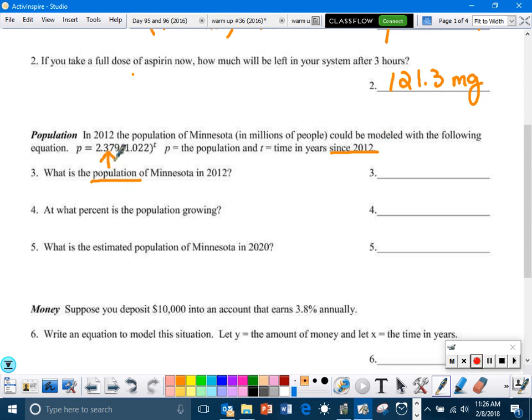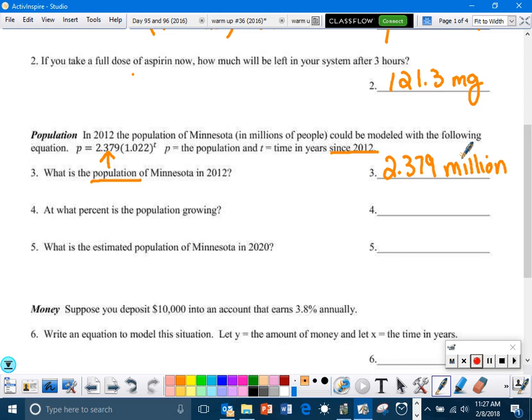So we're going to write 2.379. Now you need to put what that number actually is, and that would be million. Either that or you need to stick the zeros on it. But I would just write the word million behind that.